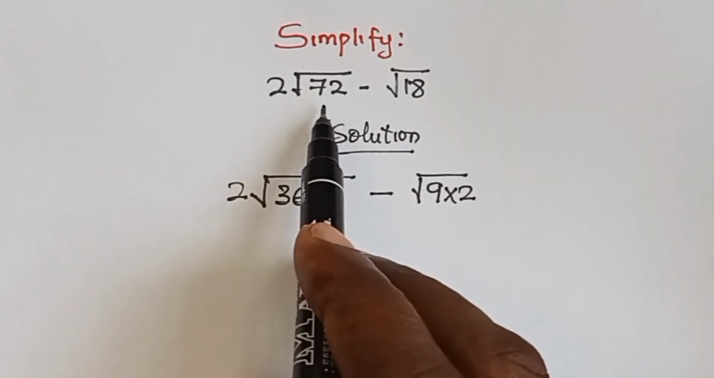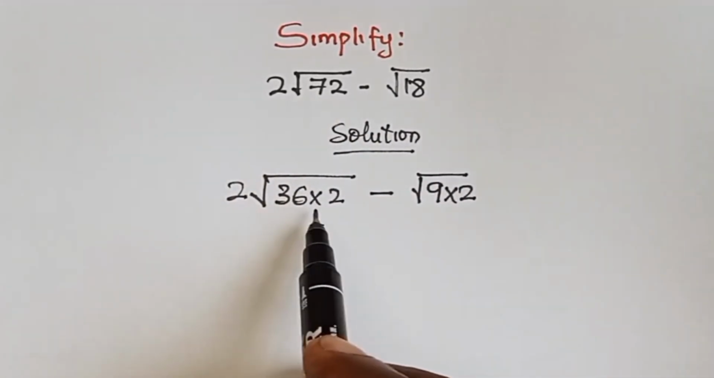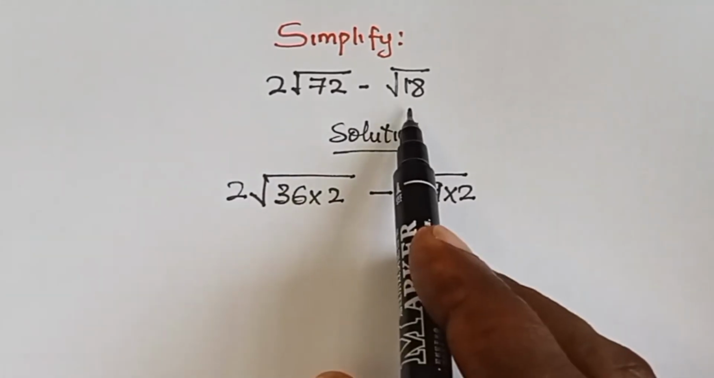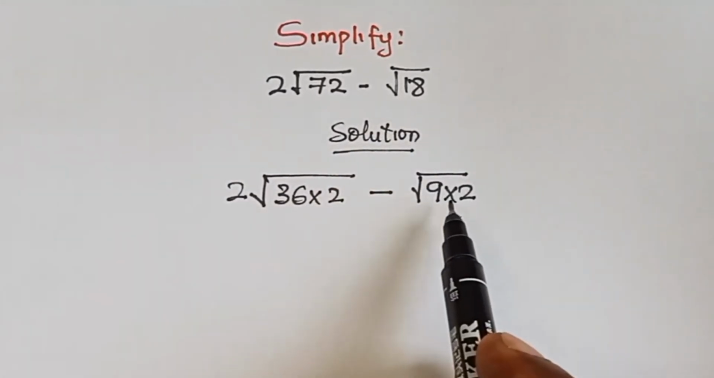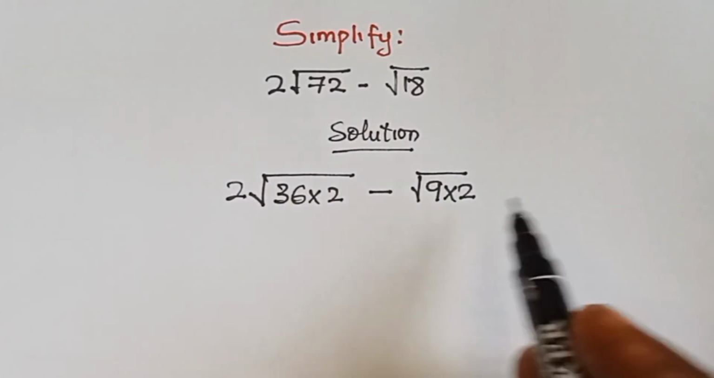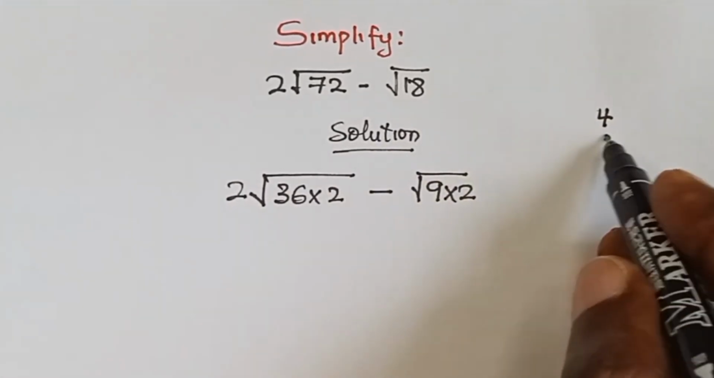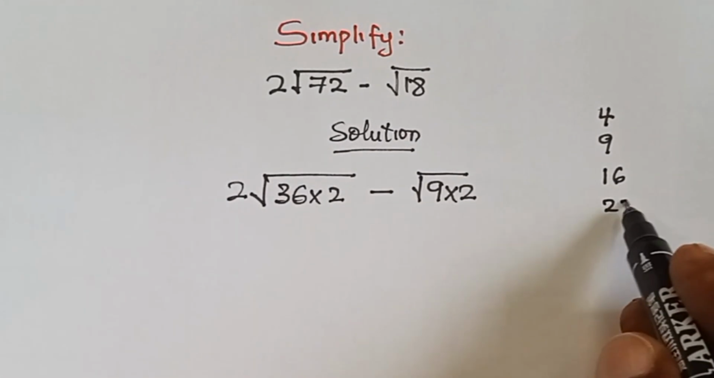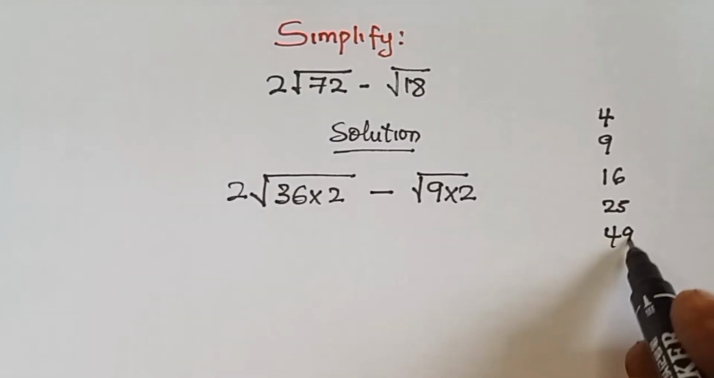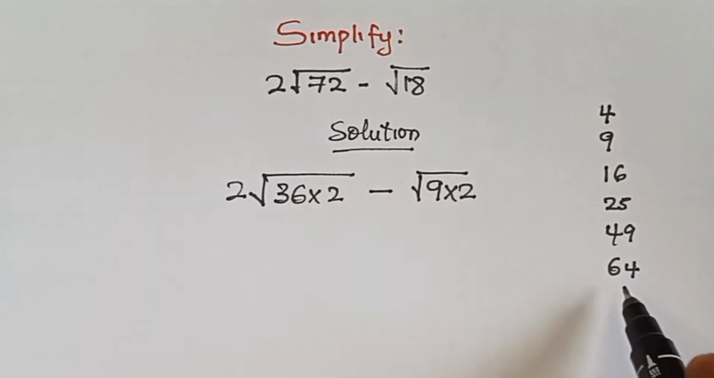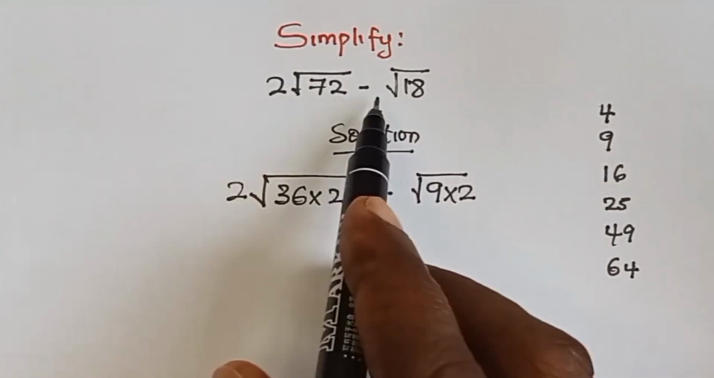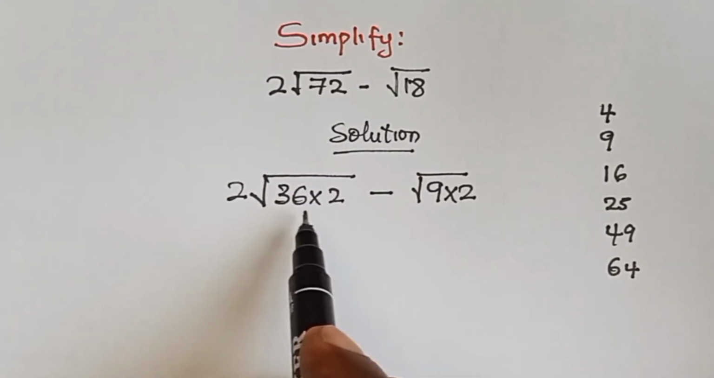You can see the factors of 72 that I used. One of them is a perfect square number, which is 36, and for 18, we have 9, which is a perfect square number. It means we have to be familiar with the perfect square numbers. Now, what are perfect square numbers? Numbers that you can find their square roots, like 4 is a perfect square number. We have 9, 16, 25, 49, 64. These are perfect square numbers. So, when you are looking for factors of these numbers, one of the factors must be a perfect square number.